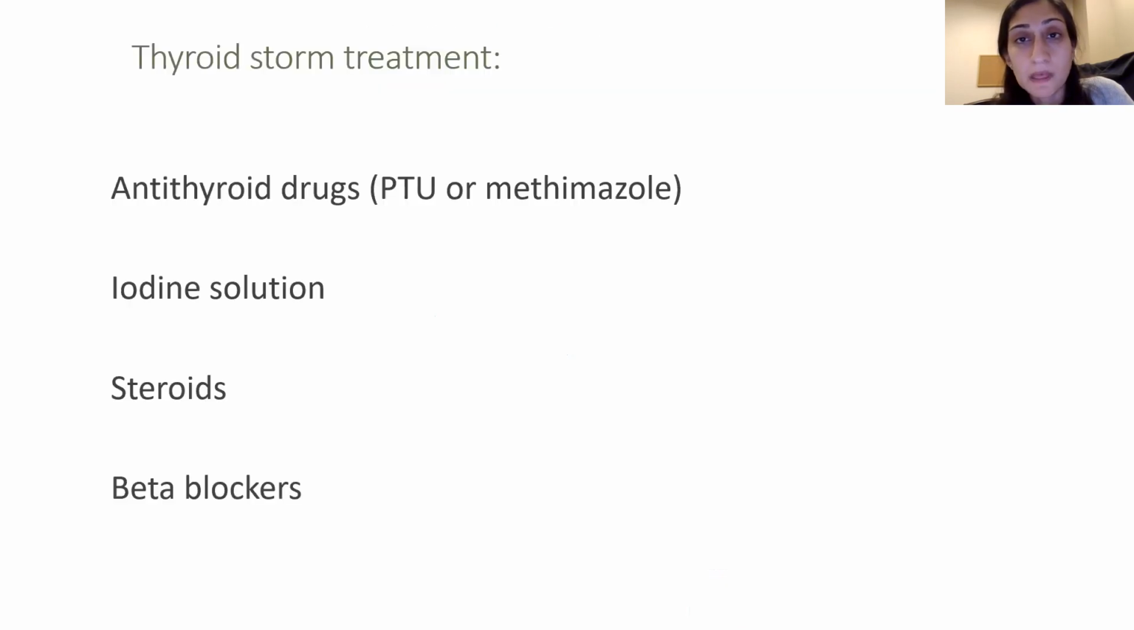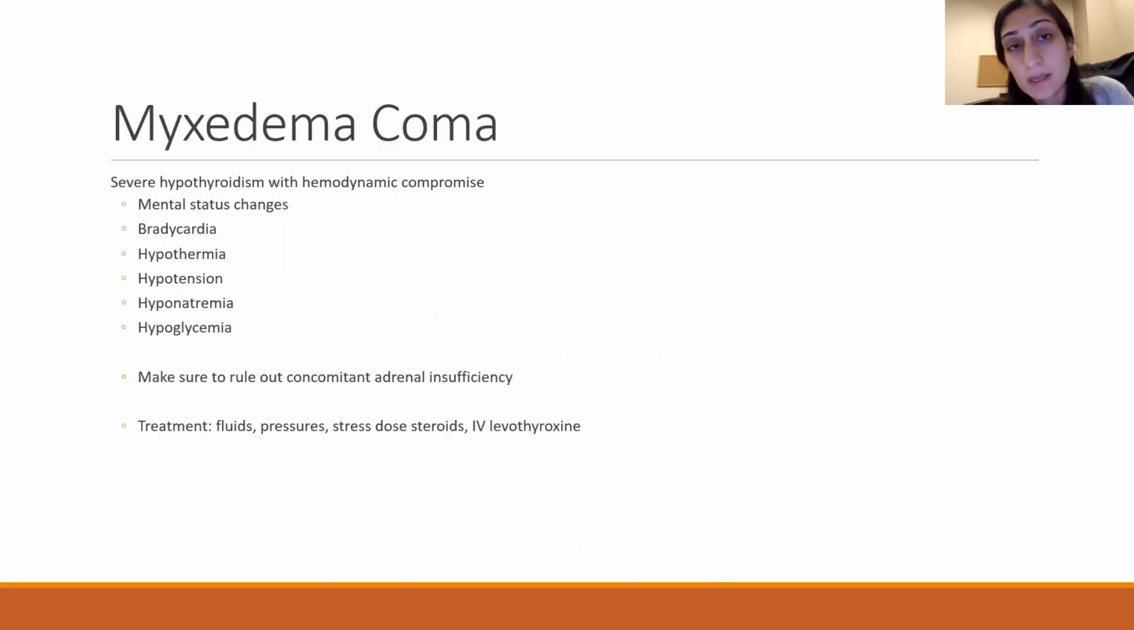In terms of thyroid storm treatment, we generally treat with the antithyroid drugs like PTU or methimazole that we discussed at higher doses. We give steroids, beta blockers. We sort of throw the kitchen sink at them in order to bring their levels down pretty quickly in the hospital. The other thyroid emergency is myxedema coma.